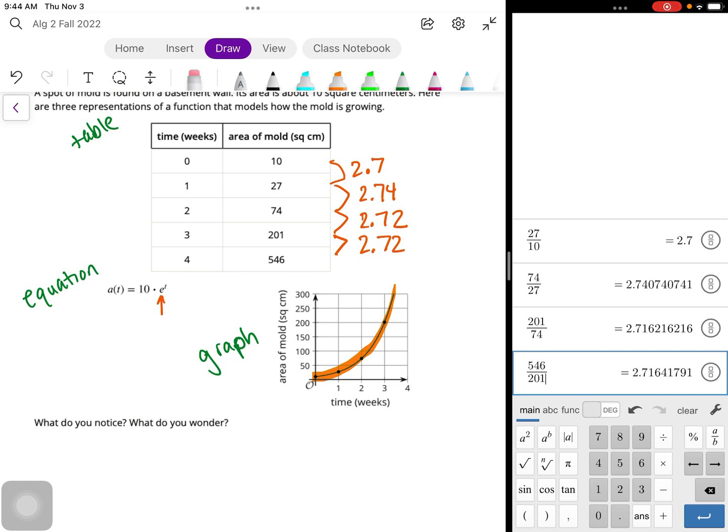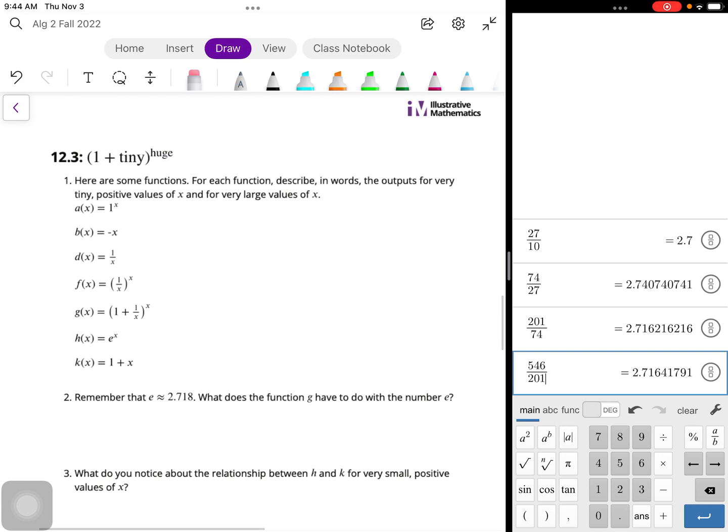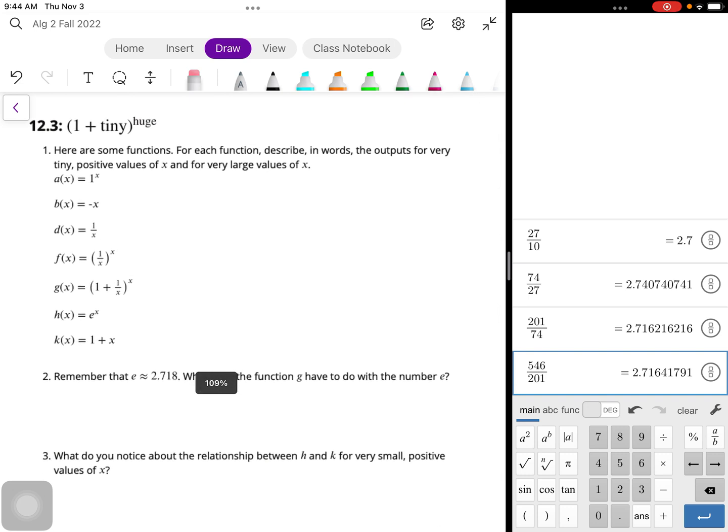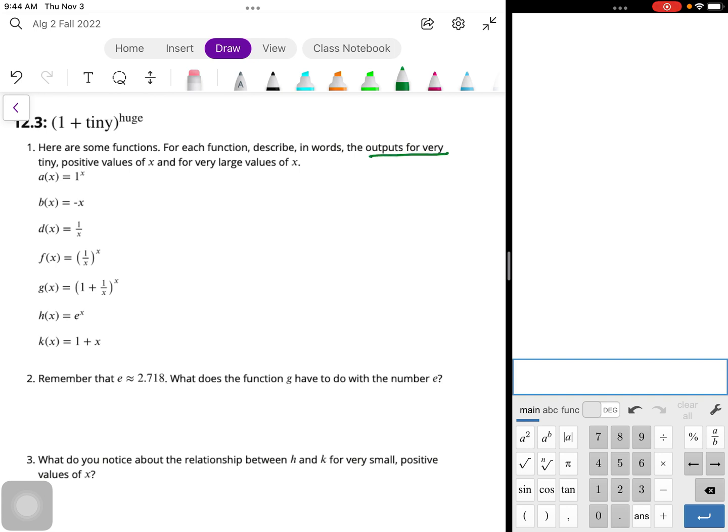All right, let's take a look at the next piece. All right, 1 plus tiny to the power of huge. Here are some functions, and we're going to keep that calculator out because we might need that. For each function, describe in words the outputs for very tiny positive values and very large values of x. So we'll do the very tiny in green, and we'll do the very large in pink.